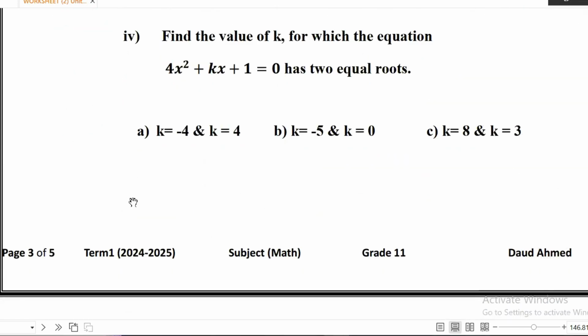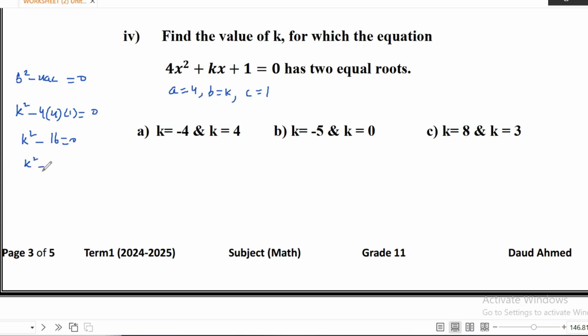Next, find the value of k for which the equation 4x squared plus kx plus 1 equals 0 has two equal roots. And remember, when we have two equal roots, the discriminant equals 0. That means here a is 4, b is equal to k, and c is equal to 1. That means b squared minus 4ac equals 0. So b squared is k squared, minus 4 times a times c, which is 1, is equal to 0. So k squared minus 16 equals 0.